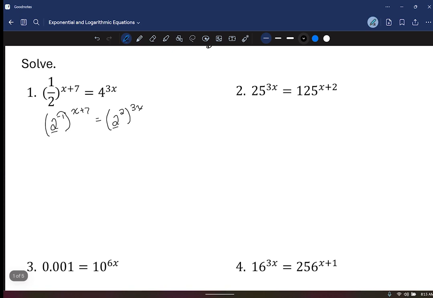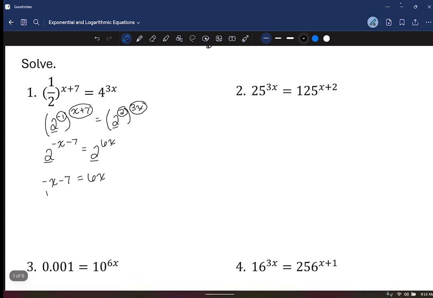Now I have this power raised to this power. So I'm going to distribute that -1. So -1 times x is -x. And -1 times 7 is -7. Then I have 2 to the 2 times 3x. So that'd be 2 to the 6x. Now that I have the same base, I know that these are equal if my exponents are equal. So I can take the -x minus 7 and set that equal to the 6x to see what I need x to be in order for the two exponents to be the same.